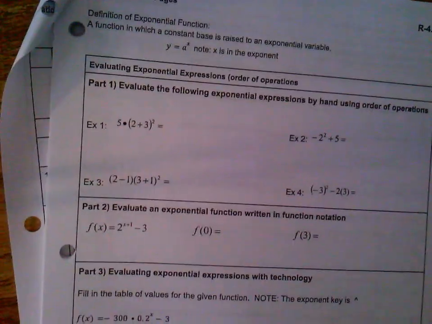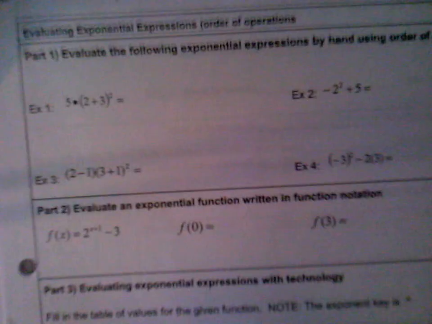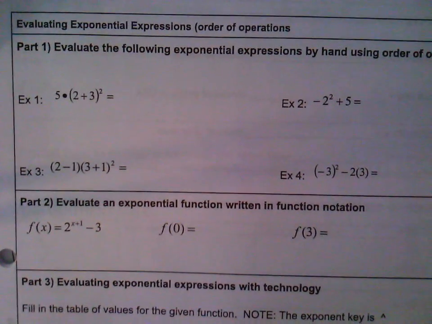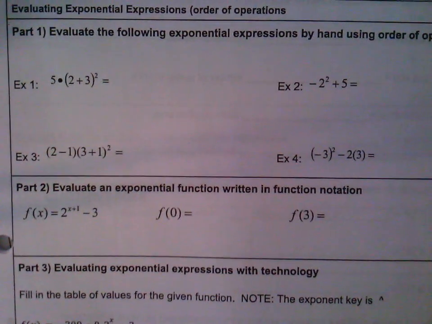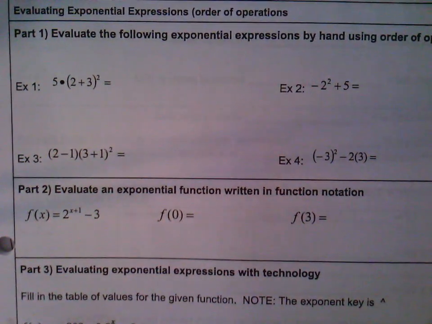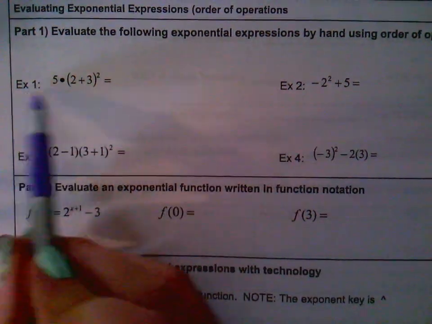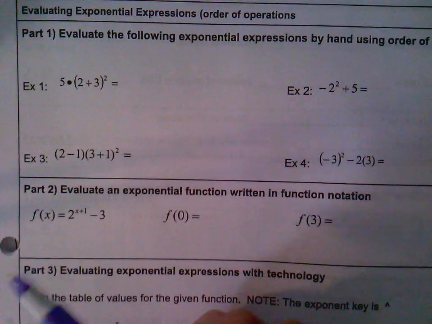Okay, so the first task that you're going to need to be able to do is just evaluate using order of operations with some smaller numbers. We need to get better at our mental math skills without relying on the calculator. So the first thing you have to do is parentheses. Let's look at number 1 together. What would I do first?